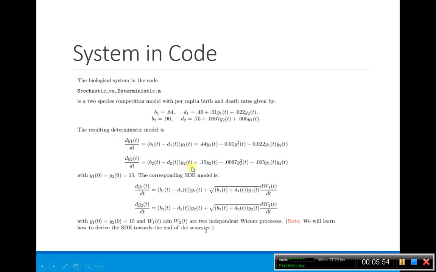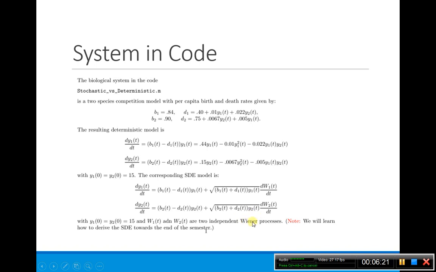This is the deterministic model. Notice there's no randomness here. There's nothing added in. This is the corresponding stochastic differential equation model. So stochastic, SDE. This is our DE model. This is our SDE. So this is our stochastic model. Now we have this W1 and W2 introduced, which are, sorry for the typo here, this is an AND, our independent Wiener processes.